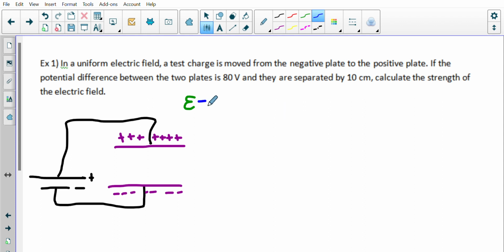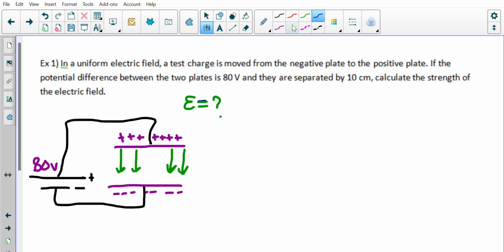Alright, so we're looking for our electric field here. That's our epsilon. We have a charged field, and so we have a positive plate on the top and a negative plate on the bottom. And so our electric field, again, always flows from the positive, so it's directed down. All right, so there's our electric field, and we want to know that strength. Other things that we know, 80 volts. Yes, that's a potential difference. So let's have our 80 volts there.